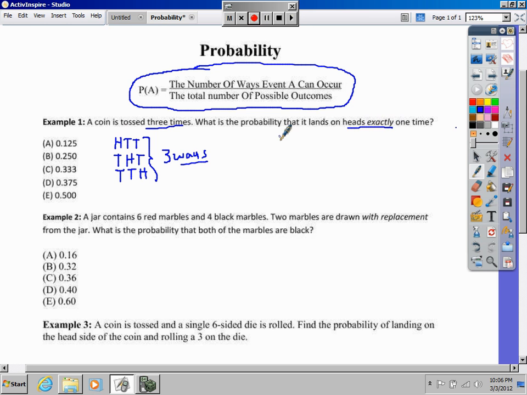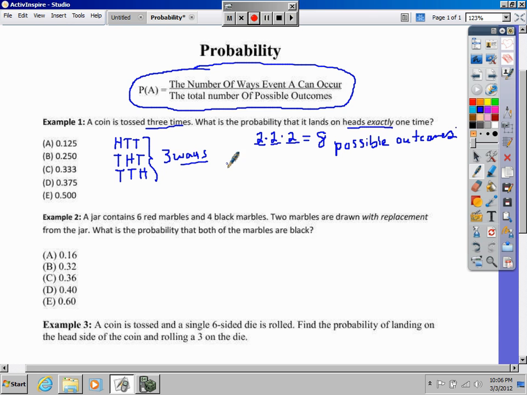But then we have to look at the total possibilities. Well, for each flip of the coin, there are 2 possibilities. So there's 2 possibilities in the first flip, 2 in the second, and 2 in the third. So if I multiply those together, 2 times 2 times 2 would be 8 possible outcomes.